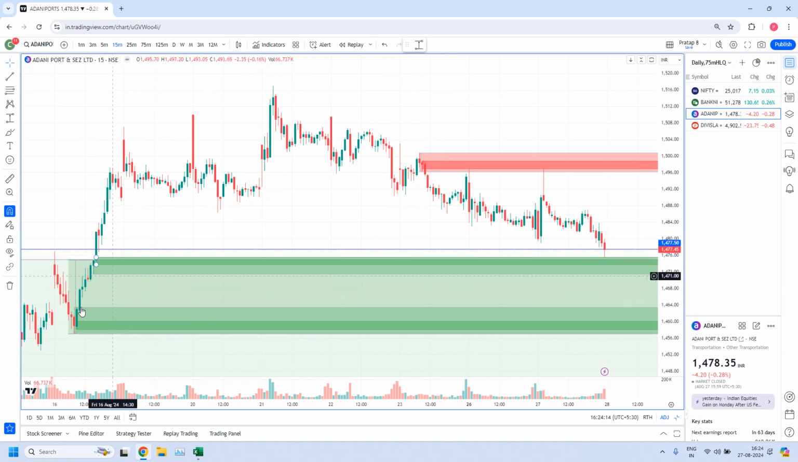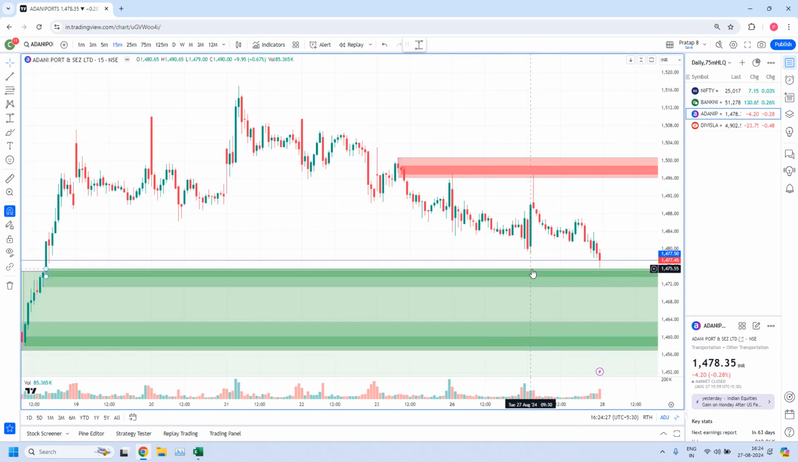Few days back, I already explained Adani Ports. Maybe 2 or 3 days back, I fine-tuned the HLQ zone analysis. Today, prices came very close to this zone. We have an entry buffer, the blue color line, and it is just falling short of this entry buffer by 1 rupee 50 paisa.